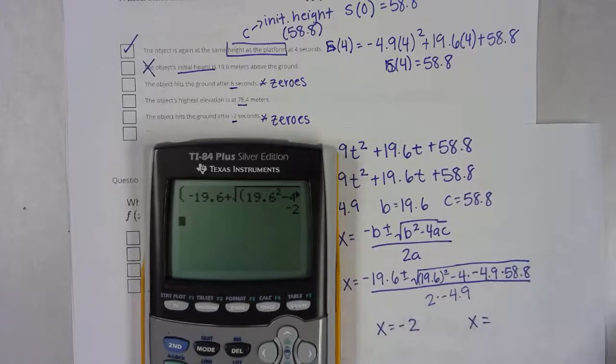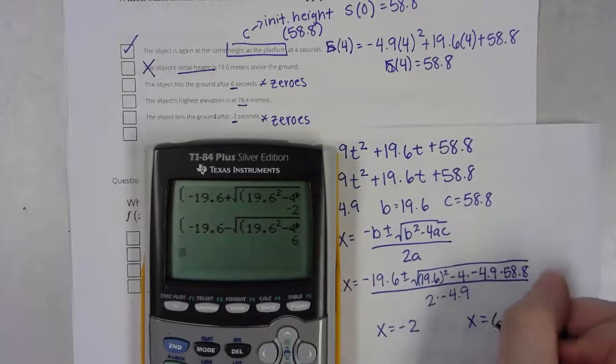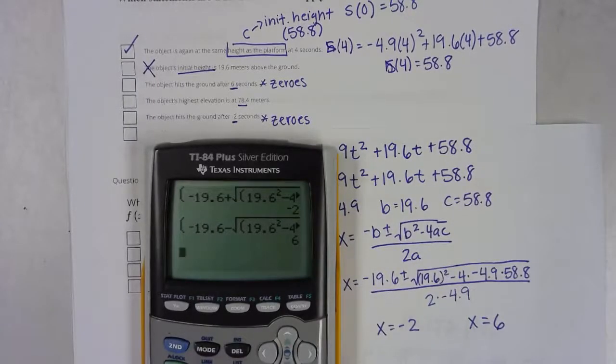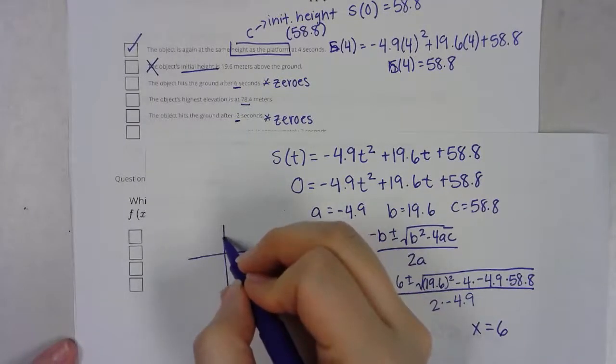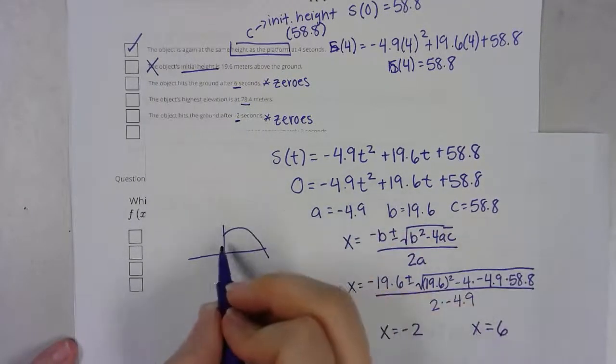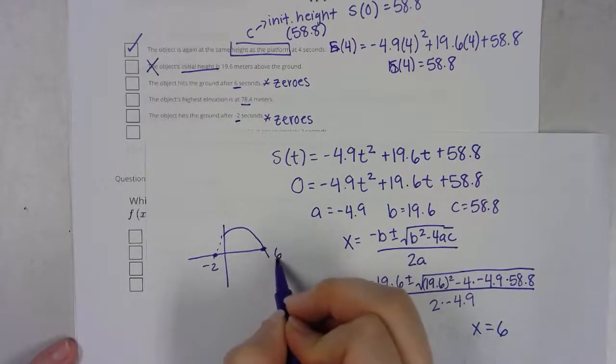But I have another, because when I subbed this in, I used the plus sign. I can go up and highlight that and hit enter, and it'll bring the whole thing down again. You can change this plus sign to a minus sign and hit enter again, and my other value is 6. If you wanted to do this piece by piece, that would be just fine too. So on this sketch, I know that this value back here is negative 2, and this value up here is 6.